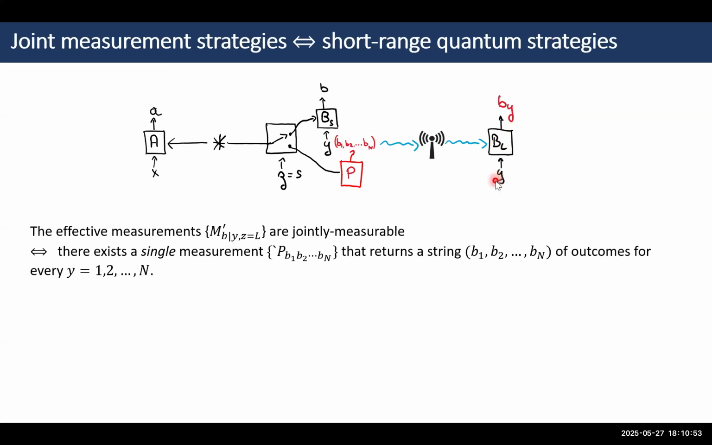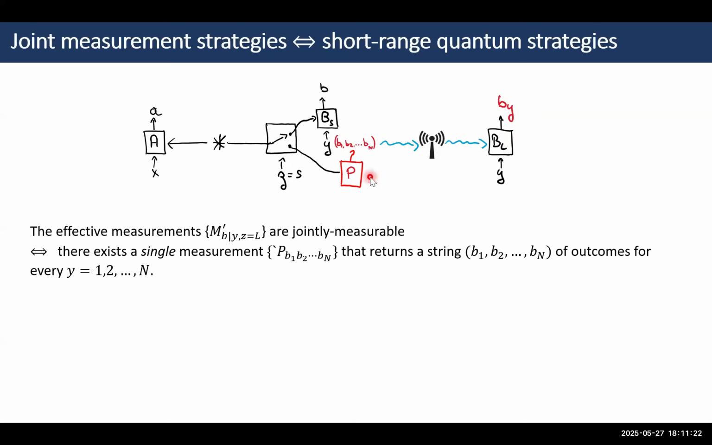So instead of doing these n different measurements, if they're jointly measurable, I can just do one big measurement, get a string of classical outcomes, send these classical outcomes through a purely classical channel to the faraway device, and then when the input y is given to the device, just look at what outcome I should put in the string, and output that, right?